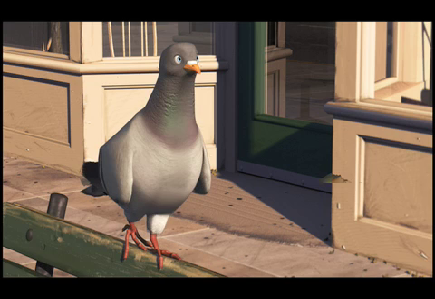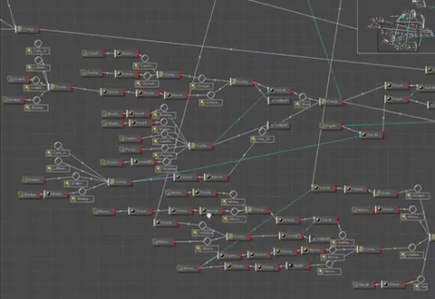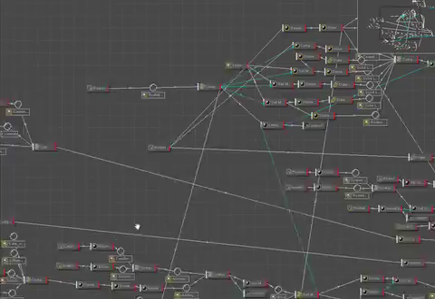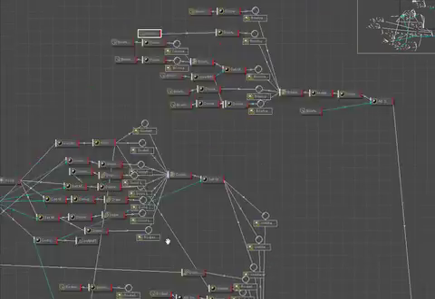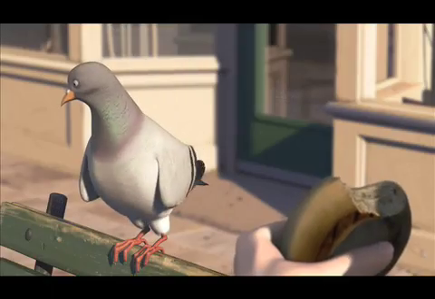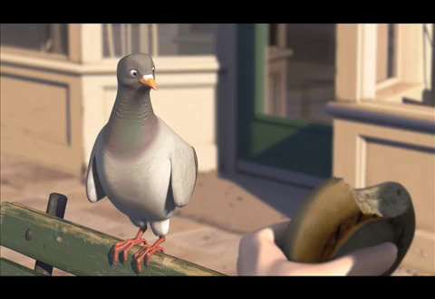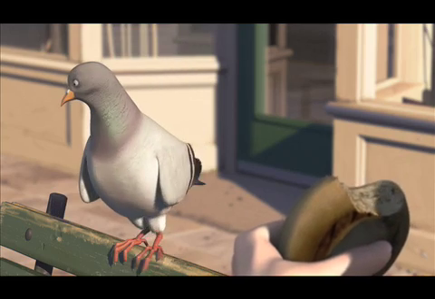Most of the shots in Pi have about 30 of these passes, but a few of the really complex ones have closer to 60. So here's one of the simpler shots that we're going to break down and take a look at all the different passes that go into it.